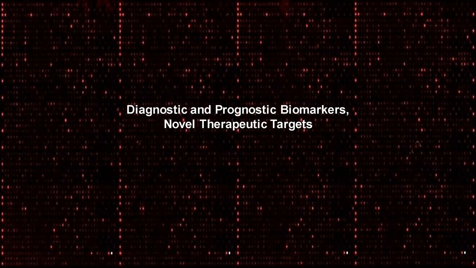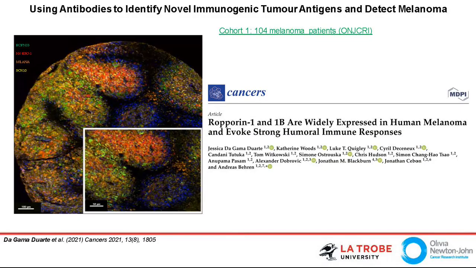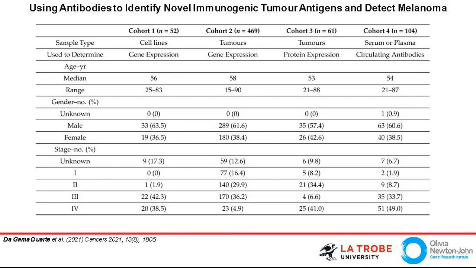First off, starting with diagnostic and prognostic biomarkers and the identification of novel therapeutic targets. So this was a really interesting study that we did on cohort 1, which included 104 different melanoma patients that we had access to in-house at the Olivia Newton-John Cancer Research Institute. And here we identified roprin-1 and 1b as a novel immunogenic tumor antigen that could be used either as a therapeutic target or as a diagnostic biomarker for melanoma. And I'll try to convince you of this data as I talk you through it.